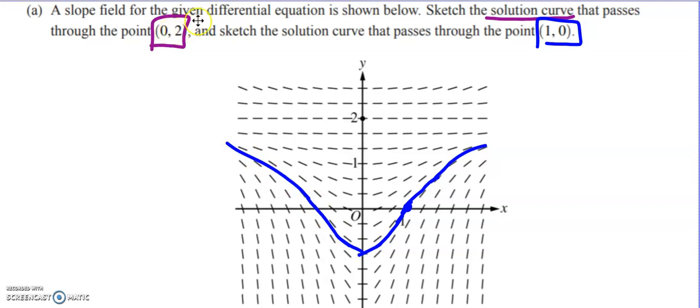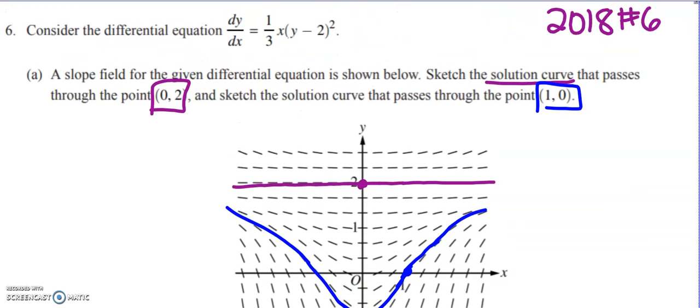The other one, (0, 2), well here's (0, 2). It throws me that way, and that way, and that way. Going to the left throws me that way, and that way. And this one makes even more sense because if you think about the point (0, 2), anytime y is 2, you're going to end up with a slope of 0. So we end up with just a horizontal line.